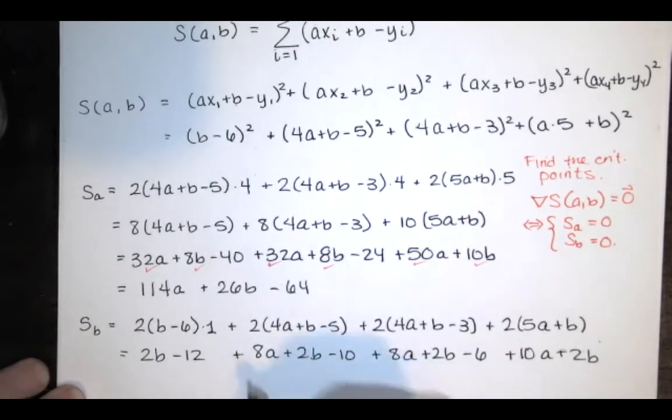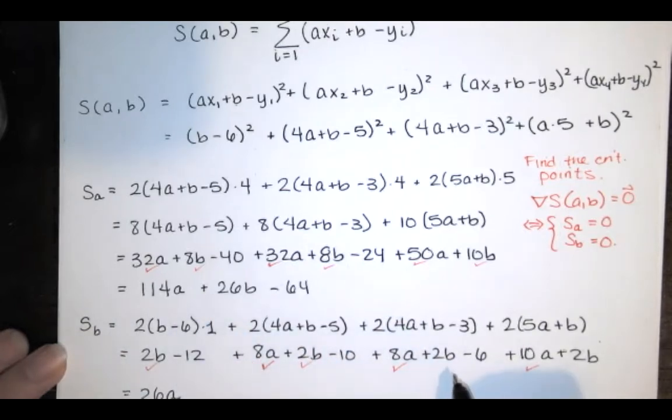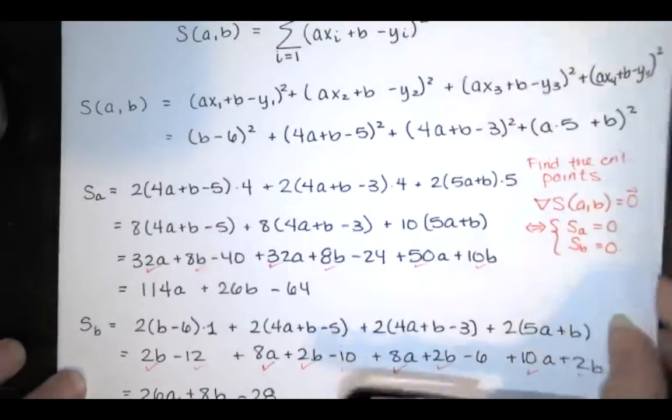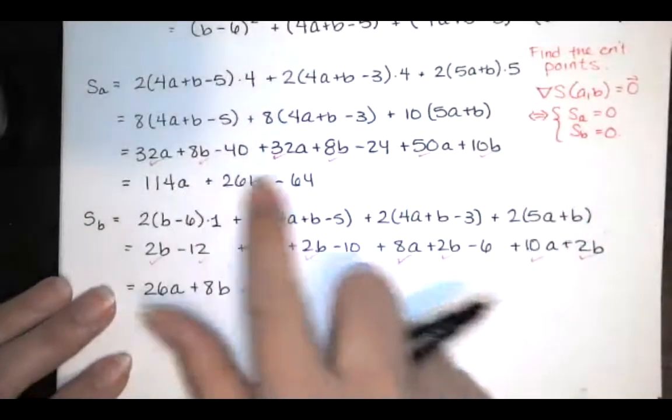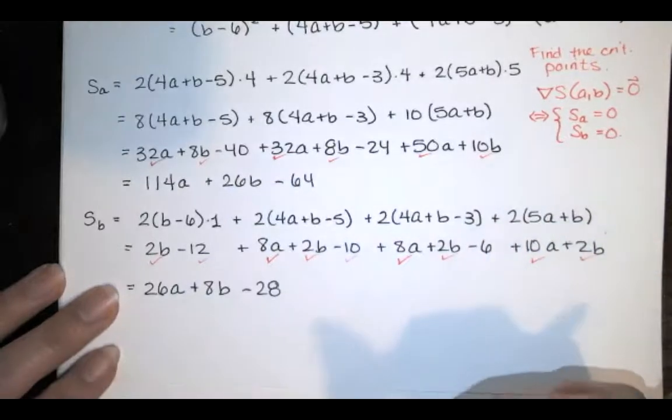Let's see how many a's we have. 8a plus 8a plus 10a, 16 plus 10 is 26a. And then we've got 2b plus 2b is 4b, 6b, then 8b. And we have a negative 12 minus 10 is negative 22. Negative 22 minus 6 is negative 28. Okay. And we need these two functions to be equal to 0 at the same time. So you've got 2 equations and 2 unknowns. You're trying to solve for a and b.